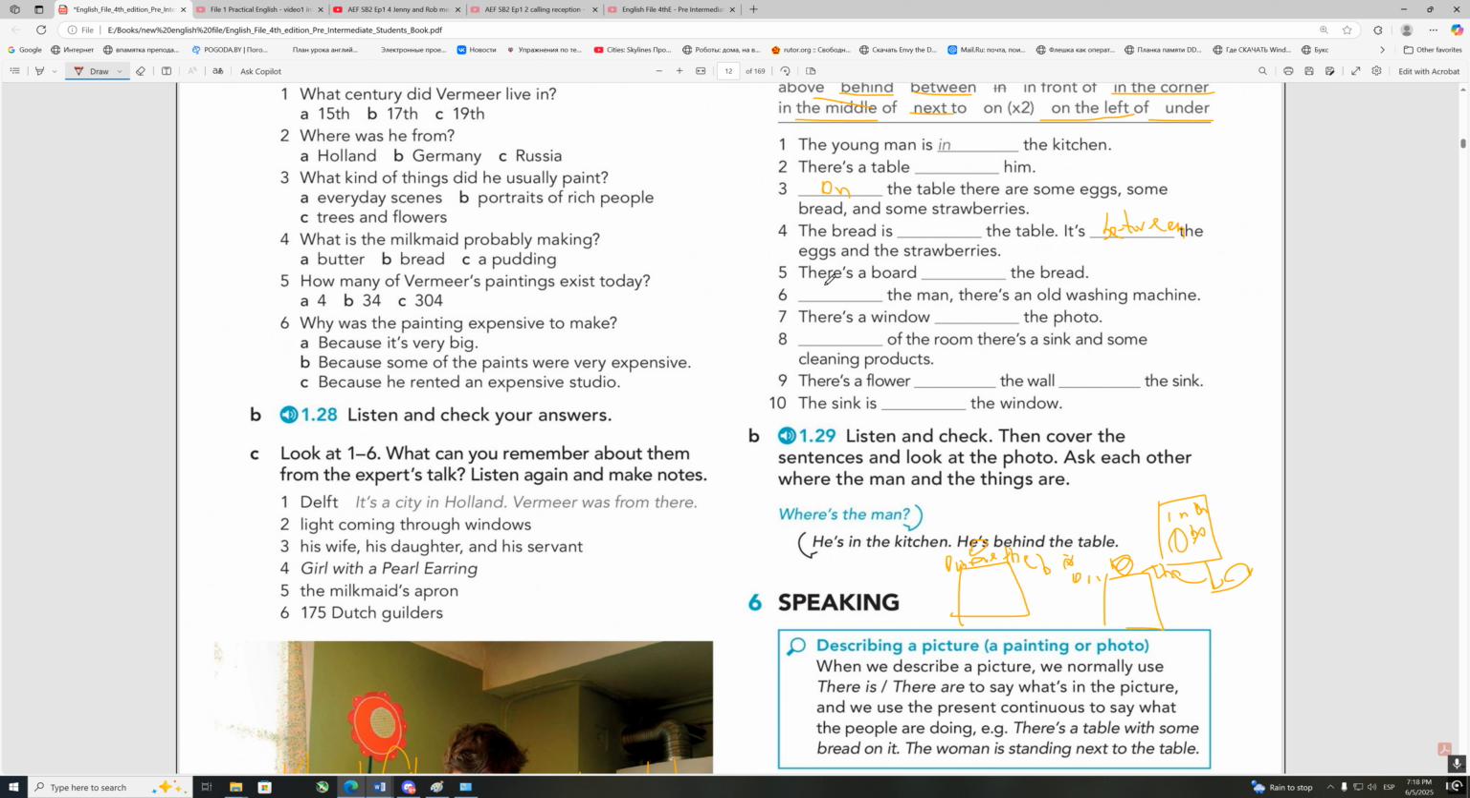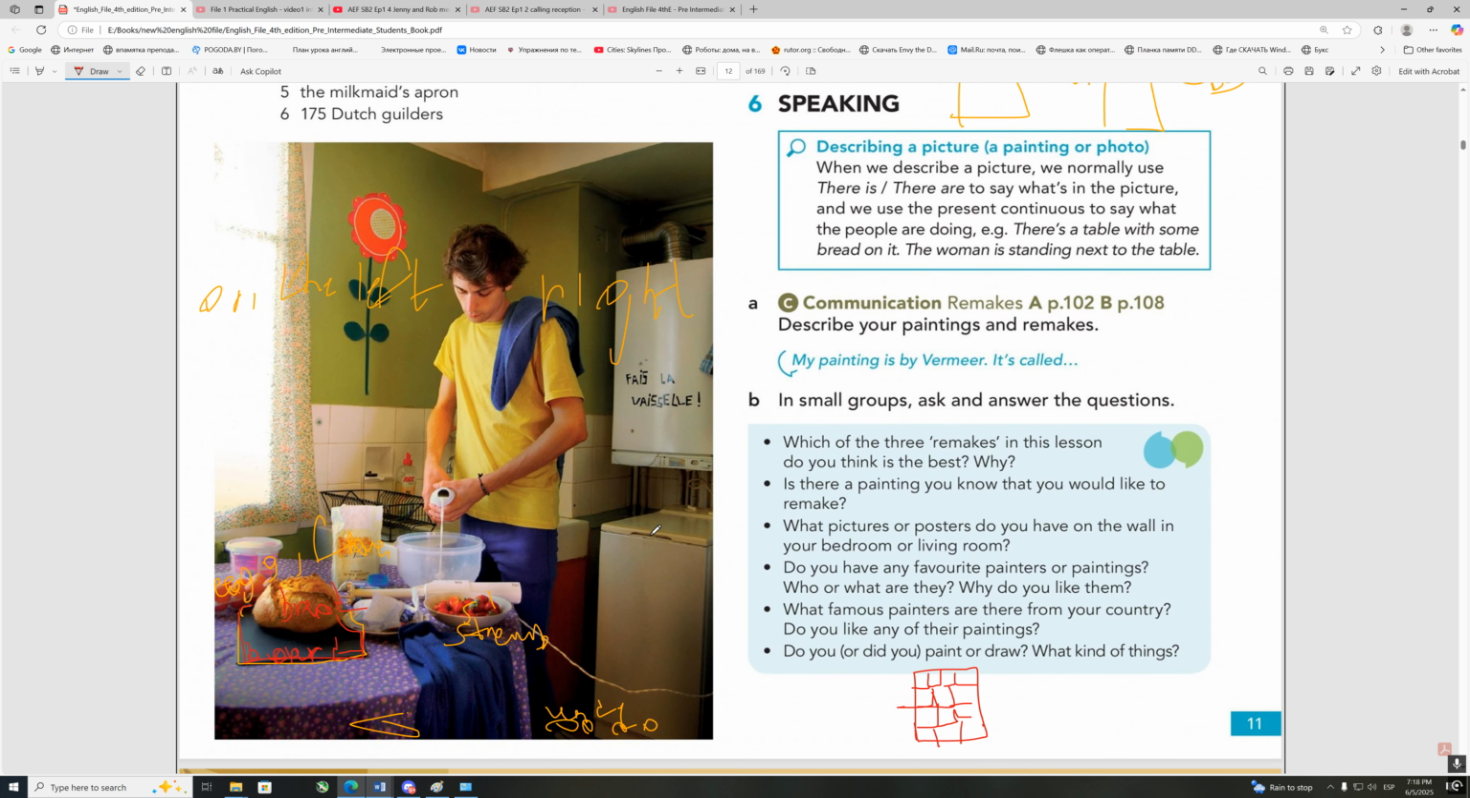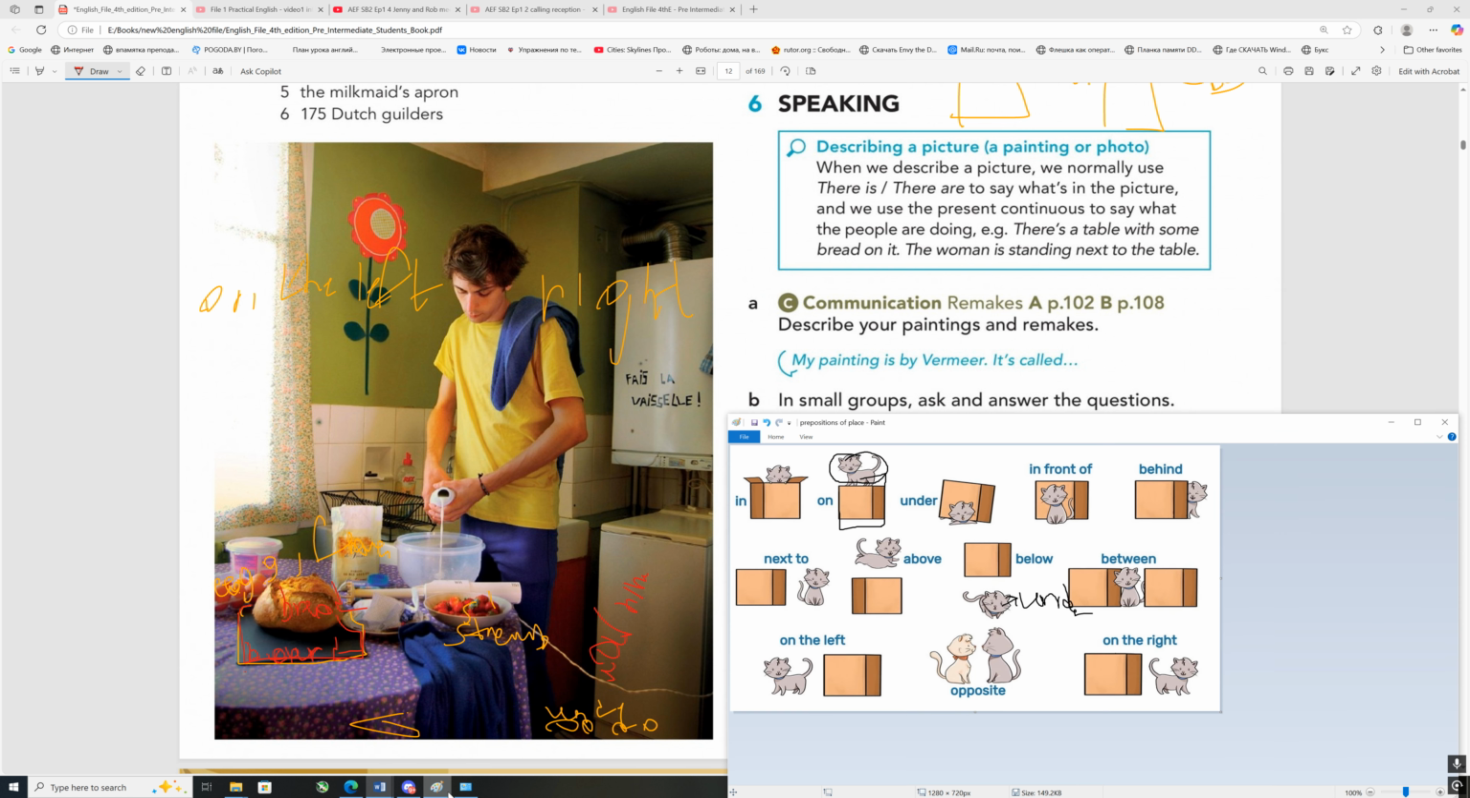The man. There is an old washing machine. A washing machine. It's this one. A washing machine. Think carefully. Oh, someone is calling. I guess, yeah, only one preposition is possible here. Only one preposition is possible. Think carefully.